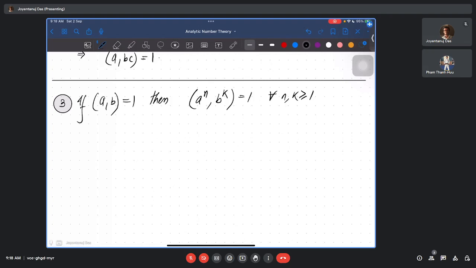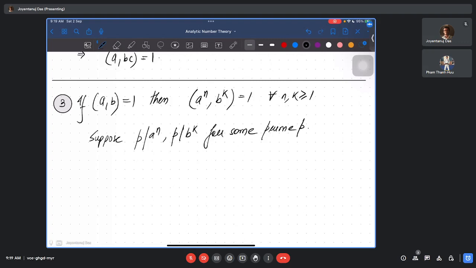So suppose the GCD is not one, then suppose P is a common prime factor. Suppose P divides A power n and P divides B power k, for some prime P, right? So we are assuming by contradiction that the GCD is not one. Then some prime should divide, so we have some common prime factor, right?